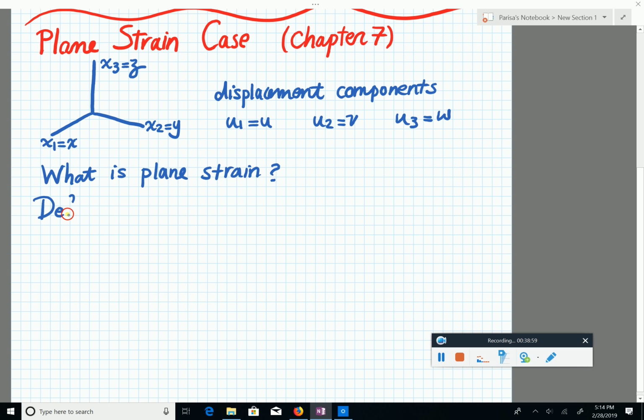So how would we define plane strain? How would you define it? So it turns out that the definition has not much to do with the strain, but with displacement. So we define a plane strain case as a case where, let's say, the out-of-plane displacement is zero. So the definition is actually based on displacement and not on strain.